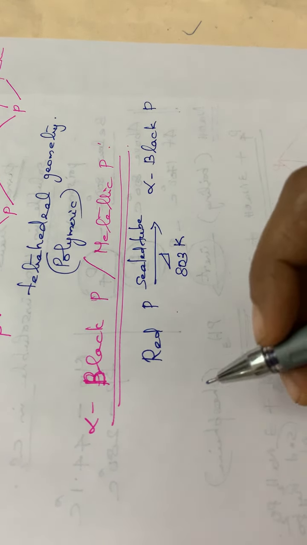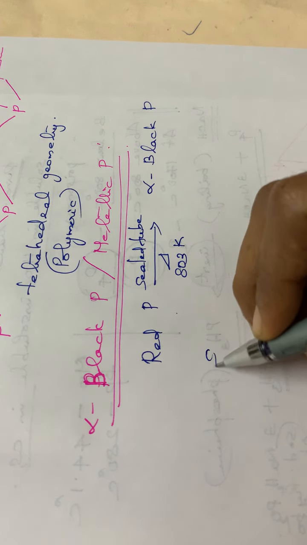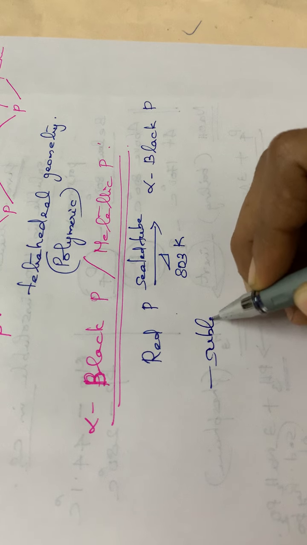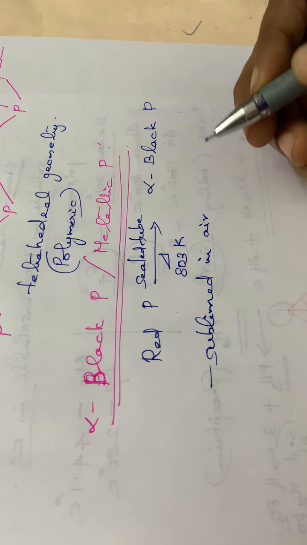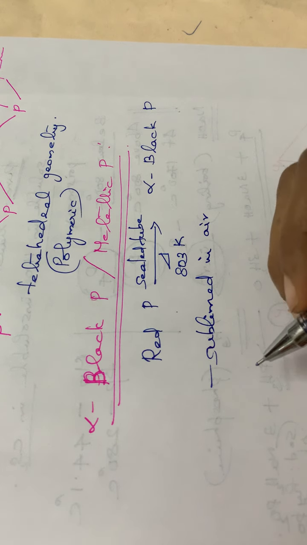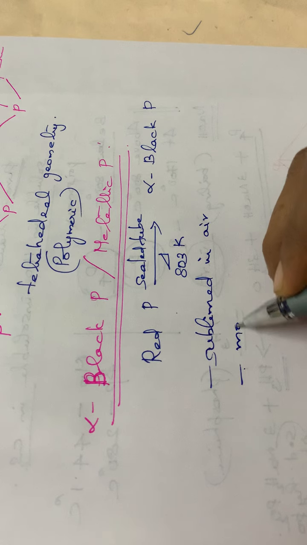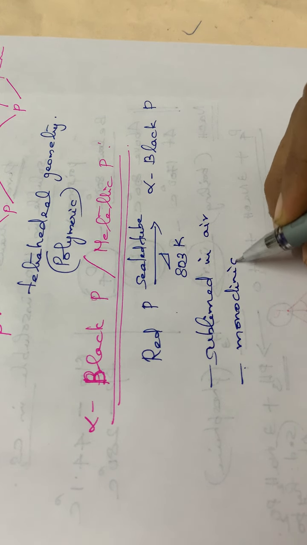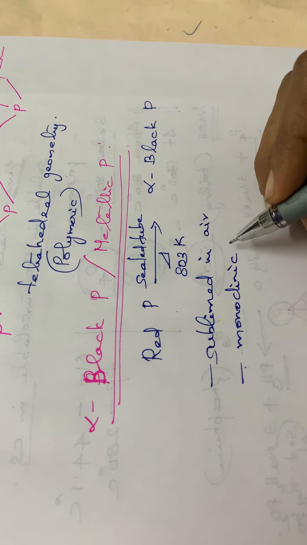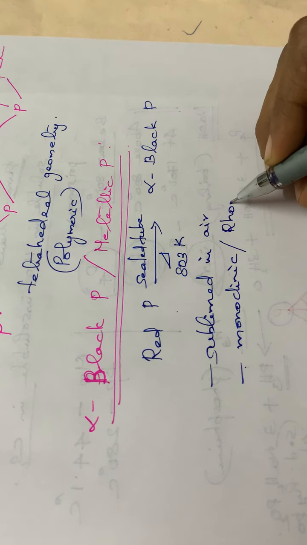And also while coming to the reactions, it can be sublimed in air. That means it is reactive in air. And it will be having monoclinic or rhombohedral crystals. This alpha black phosphorus will be a monoclinic crystal or rhombohedral crystal.